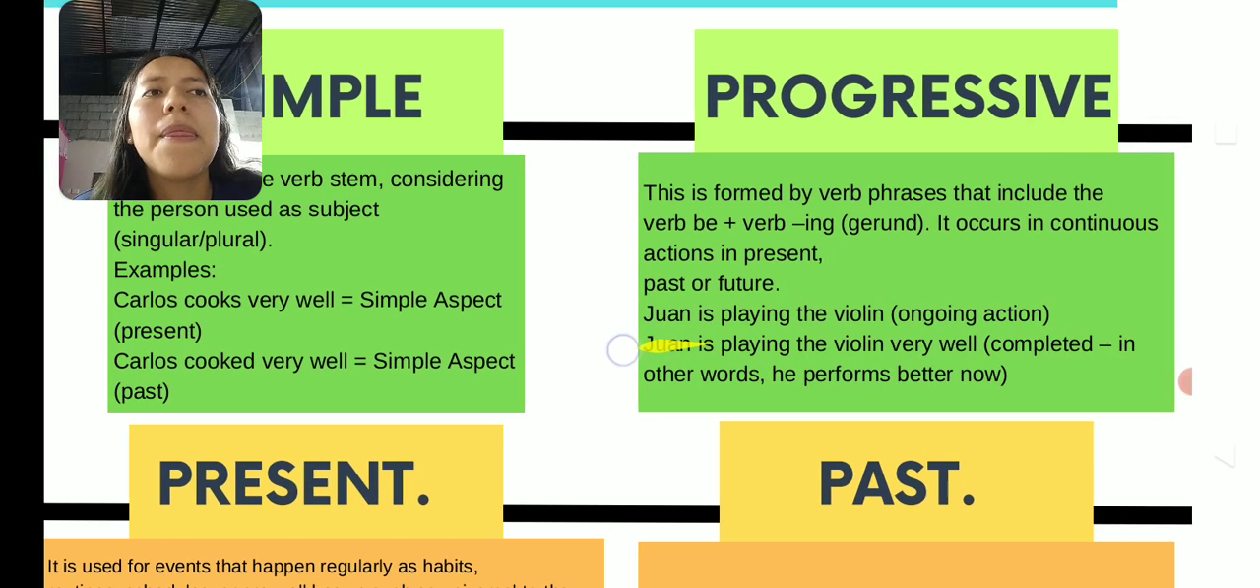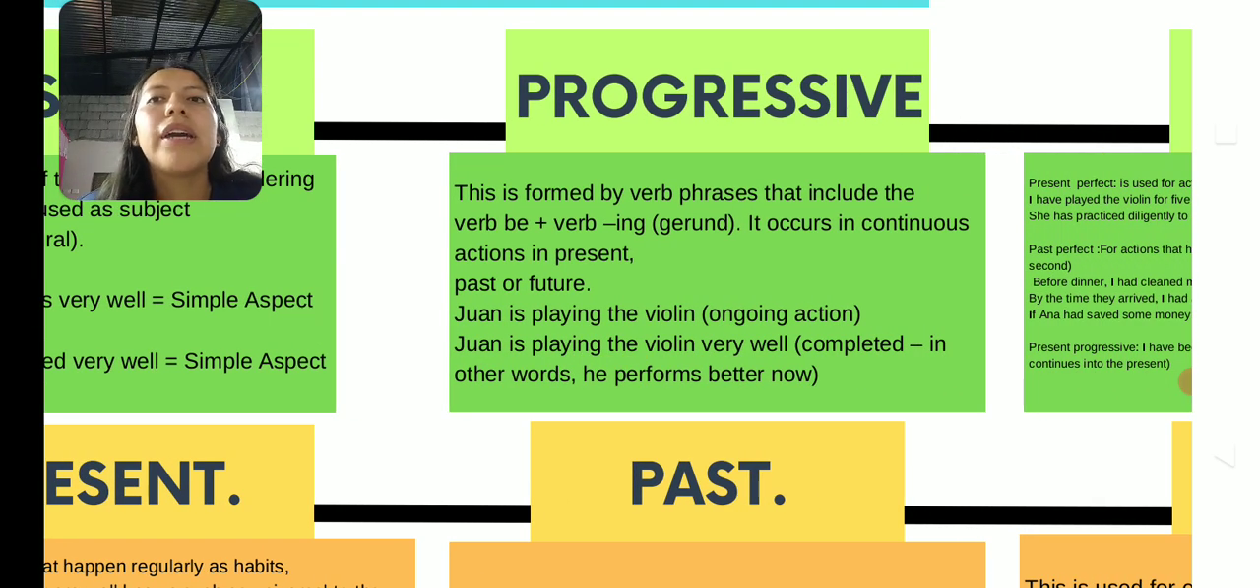Okay, the progressive aspect. This is formed by verb phrases that include the verb plus verb-ing. This is the gerund. It occurs in continuous actions in present, past, or future. It's important to mention that the progressive aspect does not refer only to the time of an event. It also shows how the speaker perceived an event: ongoing, temporary, or a complete and permanent action.